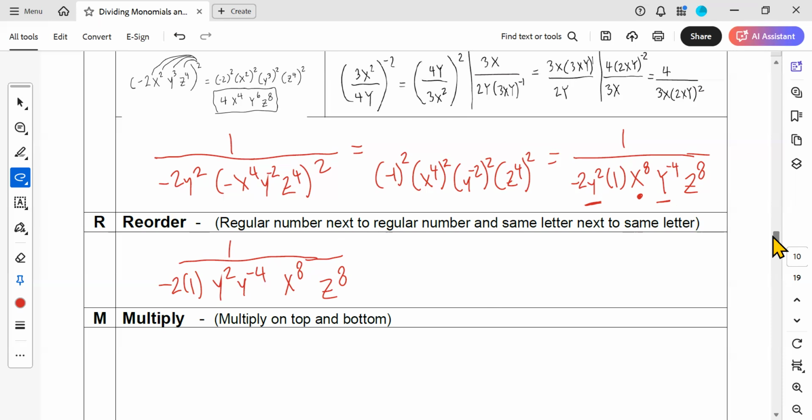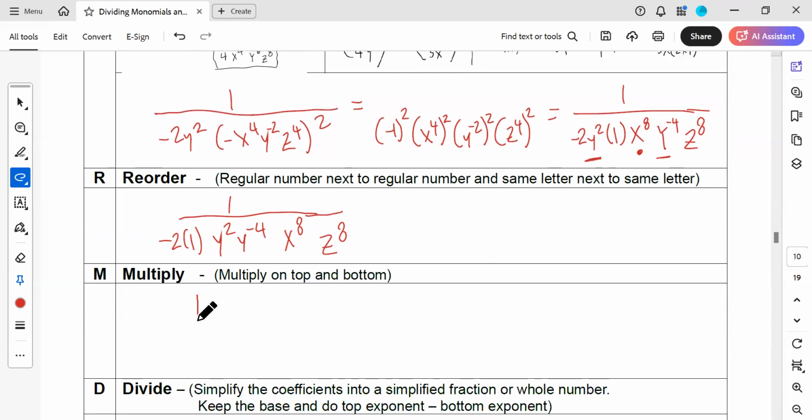Now it says to multiply. Okay. So if we multiply now, I'm just multiplying what's there on the bottom. So negative 2 times 1 is negative 2. When I multiply here, I'm going to add the exponents. 2 plus negative 4 is going to give me y to the negative 2. Then I'm going to have x to the eighth, and I'm going to have z to the eighth. Does it make sense? Cool.